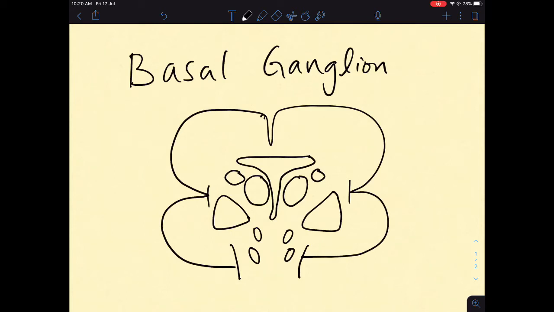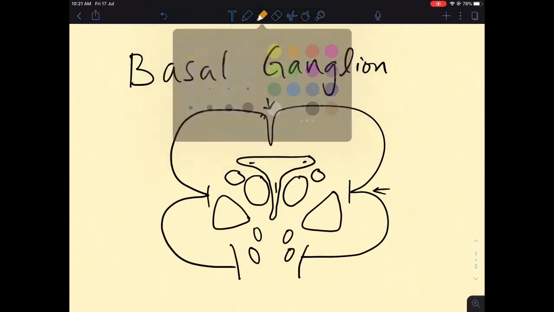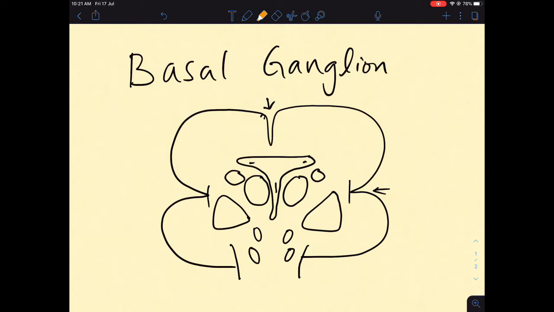Hello. We'll talk about basal ganglia today and some diseases related to the basal ganglia, like Parkinson's disease and Huntington's disease. This is the drawing of my brain. And this is the longitudinal fissure, this is the lateral sulci, and these are the lateral ventricles and the third ventricle. So let's have a look at some structures of the basal ganglia.